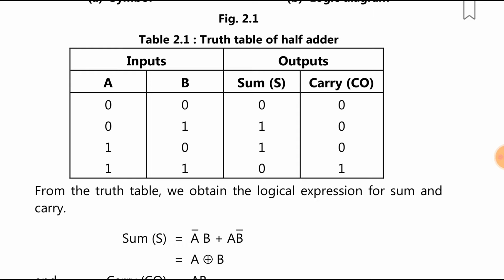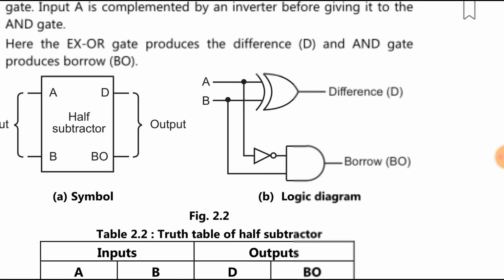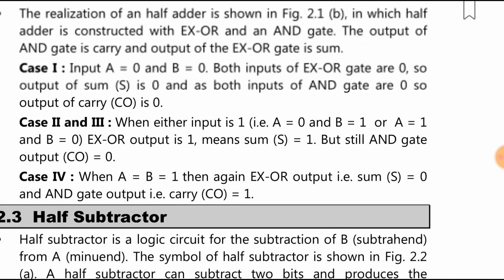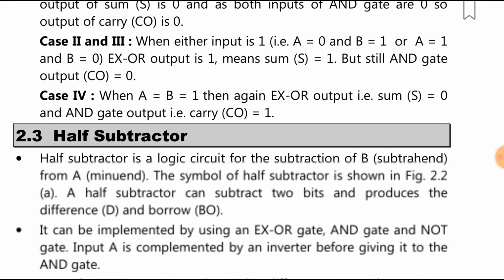When both the inputs are 0, 0, sum is 0, carry 0. When inputs are 0, 1, sum is 1, carry 0. When A is 1, B is 0, sum is 1, carry 0. When both are 1, 1, sum is 0, carry is 1. From the truth table we obtain the logical expression for sum and carry. Sum is A bar B plus A B bar, that is the XOR gate, A XOR B, and carry is A into B, that is an AND gate. So this is the half adder.